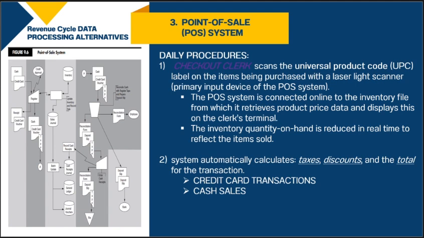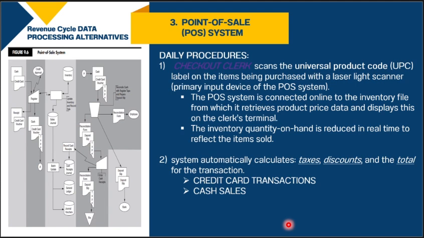from which it retrieves product price data and displays this on the clerk's terminal. The inventory quantity on hand is reduced in real time to reflect the items sold. And as items fall to the minimum levels, they are automatically reordered. When all the UPCs are scanned, the system automatically calculates the taxes, discounts, and the total for the transaction. And the calculation depends on two cases. First is the credit card transactions, and second is the cash sales.